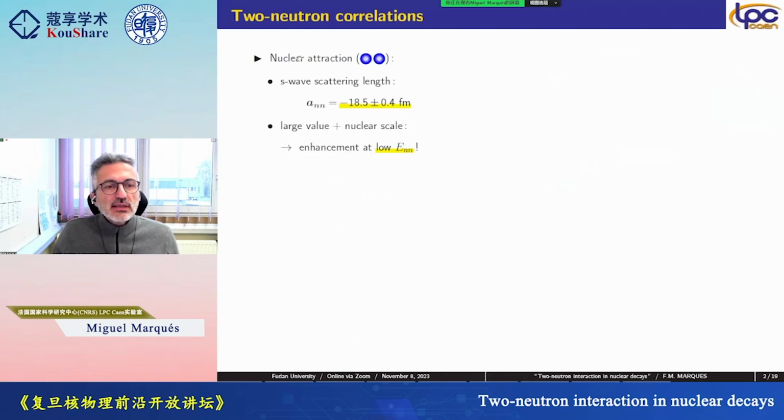So first, the two-neutron interaction is attractive. So the S-wave scattering length is quite big, almost minus 20 fermis. The fact that the value is large and comparable with the size of nuclei means that in almost all experiments in which we observe pairs of neutrons, we will see an enhancement at low relative energy. This is due to the fact that the interaction is strongly attractive. Not enough to bind the system, but it's strongly attractive.